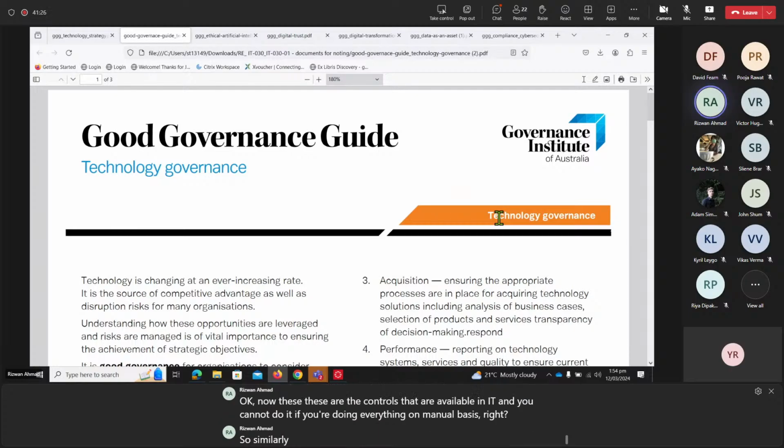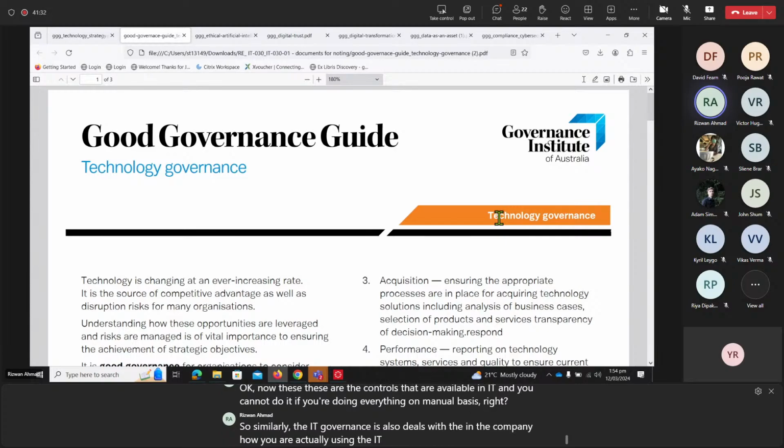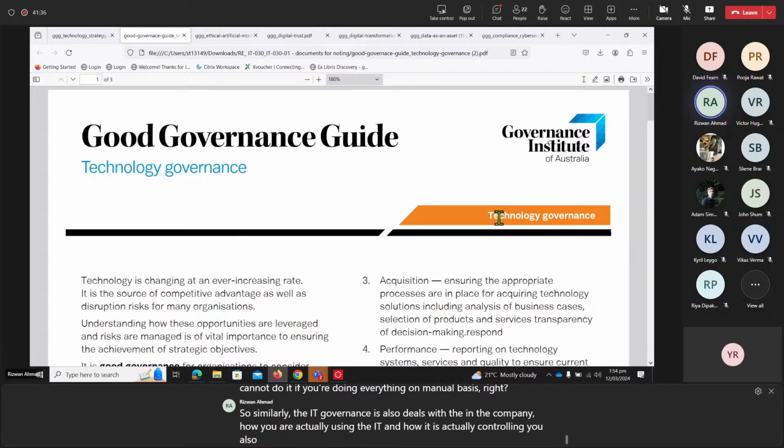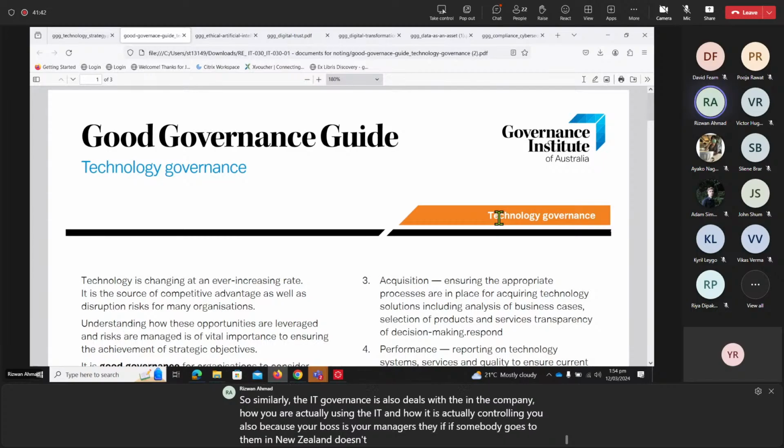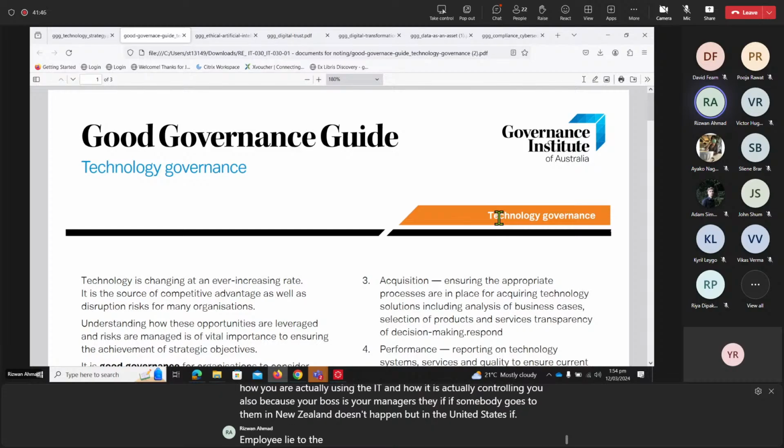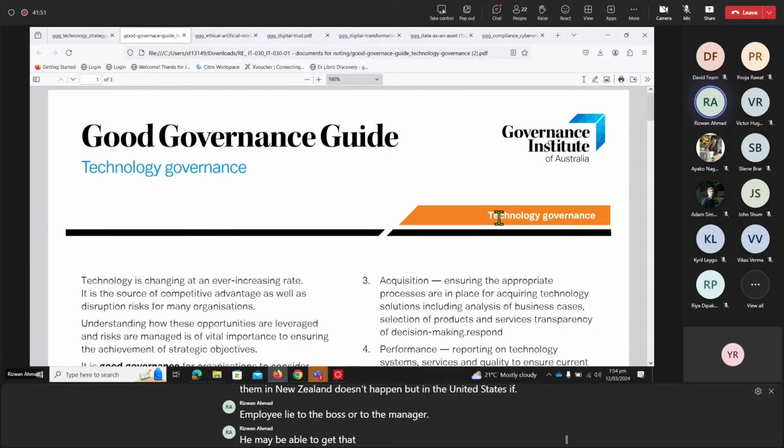Similarly, IT governance also deals with how a company is actually using IT, and how IT is controlling you as well. Your bosses and managers, in New Zealand it doesn't happen, but in the United States, if an employee lies to the boss or manager, he may get that information from their IT, because they are all accountable and they have a monitoring system.